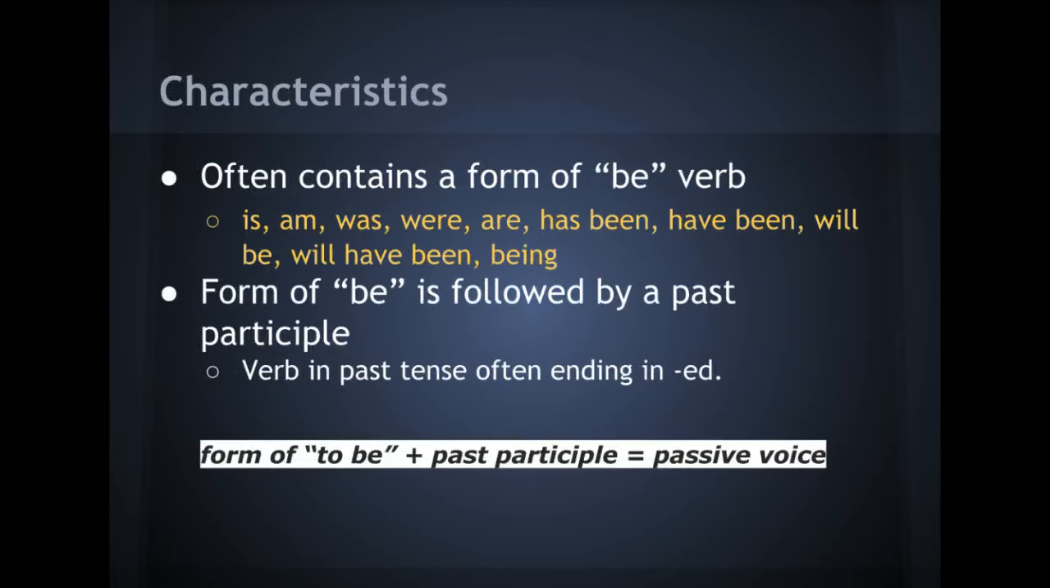To explain a little better, let's take a look at the characteristics. So the characteristics of passive voice is that it often contains a form of the be verb. So be verbs are verbs such as is, am, was, were, are, has been, have been, will be, will have been, or being. Those are all what we call be verbs, or forms of be.